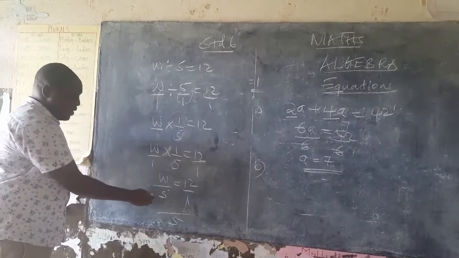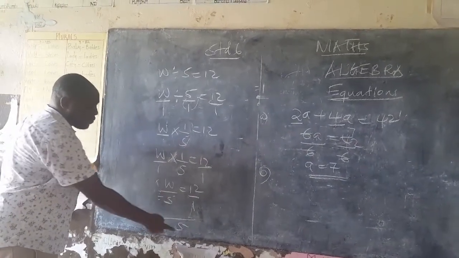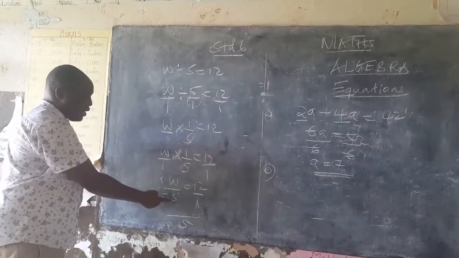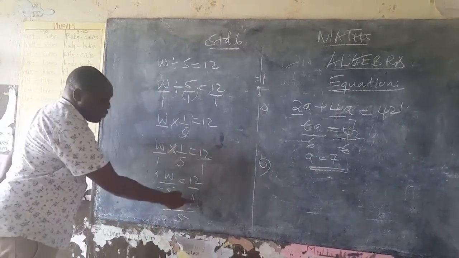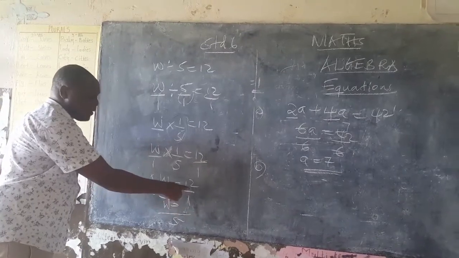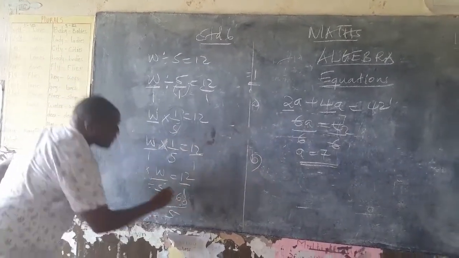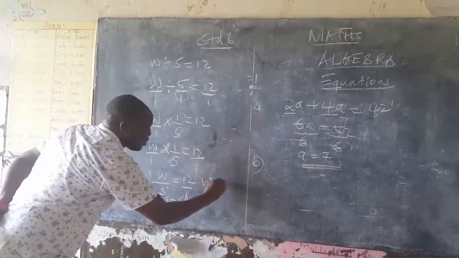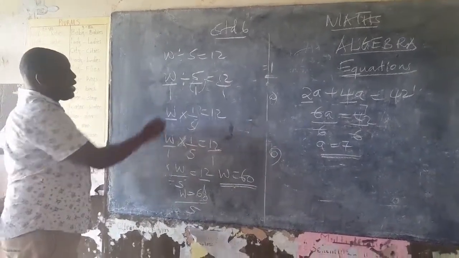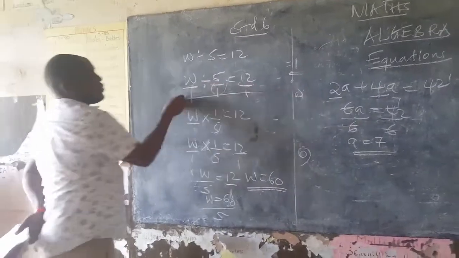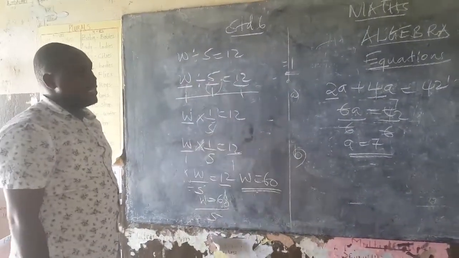5 divided by 5, remember I told you we divide, then we multiply. 5 divided by 5 is 1. 1 times W is equivalent to 5 divided by 1 is 5 times 12. That's going to give you 60. So our W in this case is going to be 60. It is true. If you take 60 divided by 5, it is 12. So that's how we get it, learner.